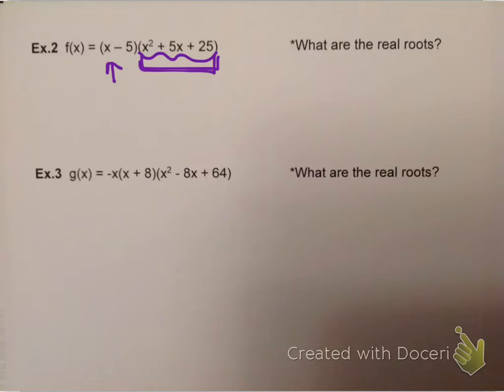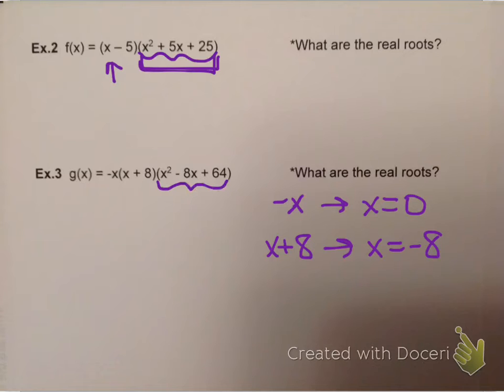Before we multiply it out, we want to go ahead and find our real roots. So we've got 3 factors. Our first factor is the negative x at the beginning of the equation, and so it tells us that x equals 0 would be one of our roots. And then our next factor is the x plus 8, and it tells us that x equals negative 8 would be another root.